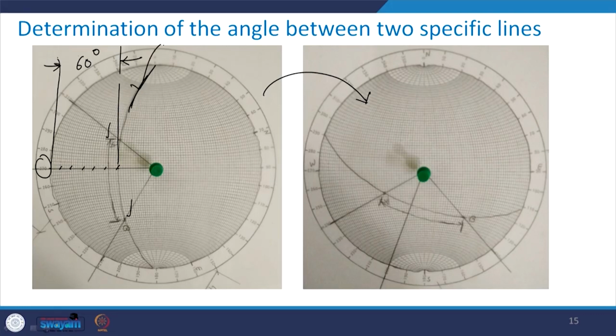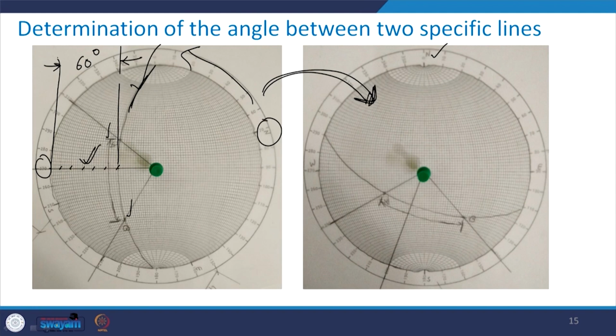Now, I rotate it back to this original position, that is north of the tracing sheet and 0 of the equatorial stereo net coinciding with each other. So, wherever this line, when I rotate it back, earlier the north was here, so we just rotated it back in this direction.